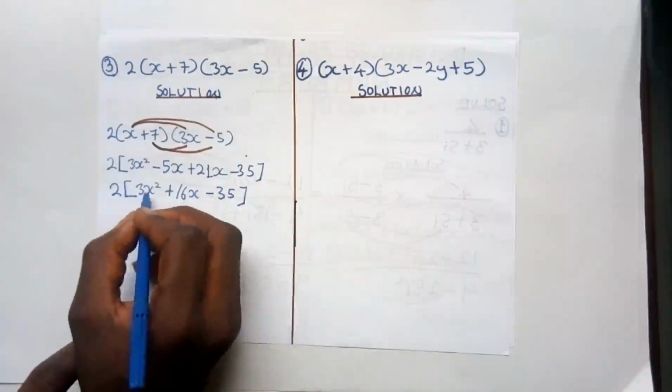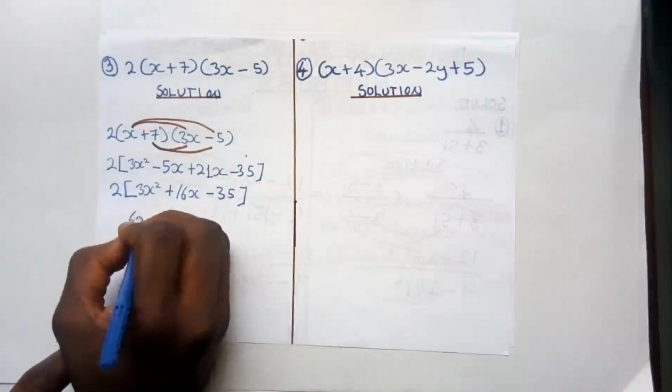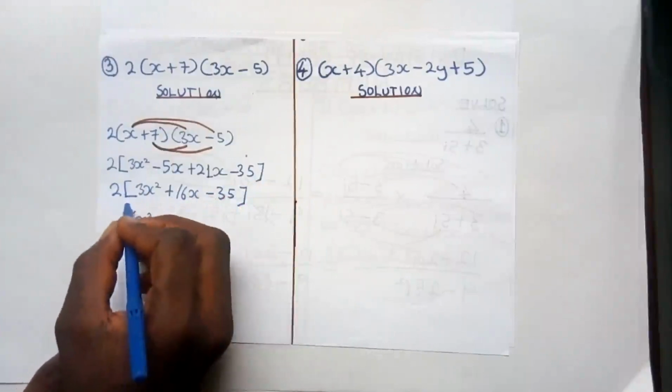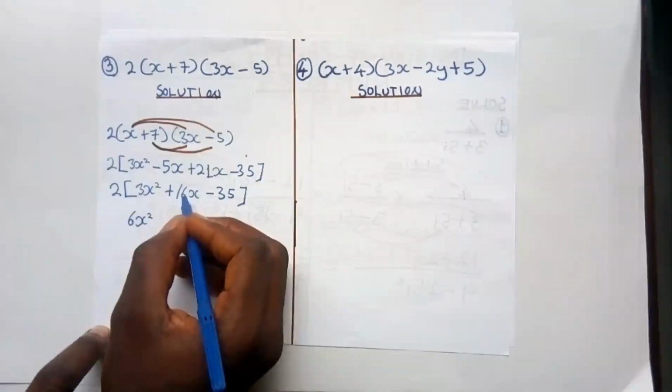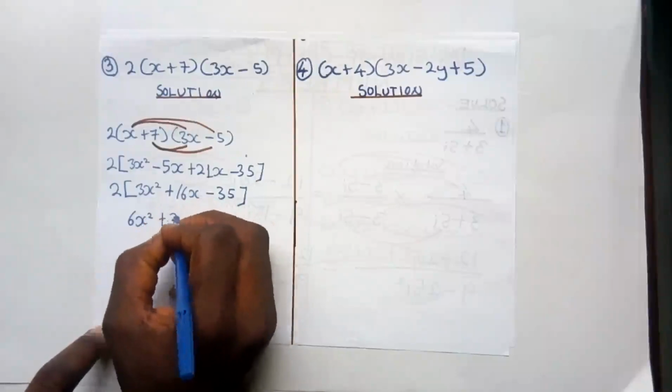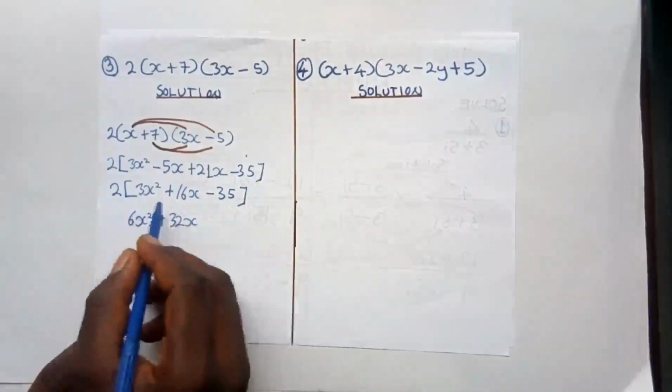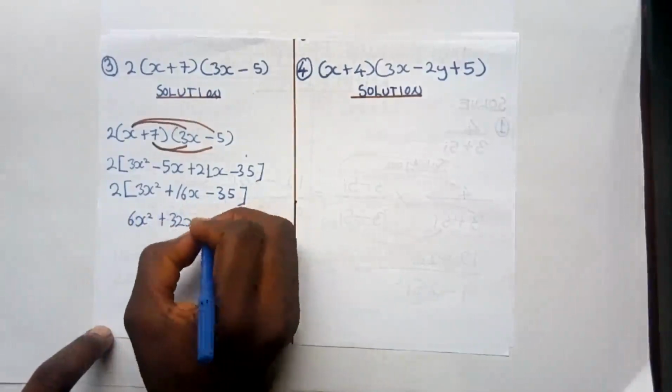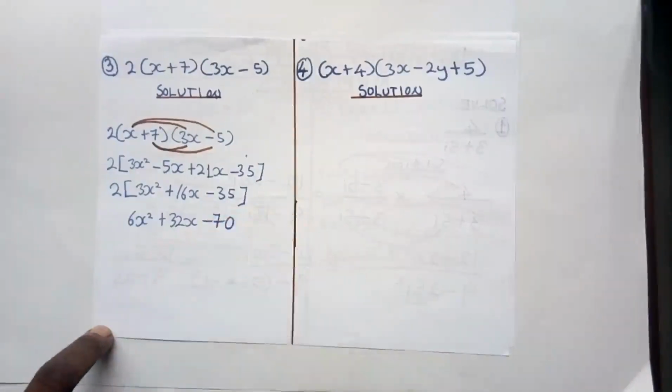So 2 multiplied by 3x squared gives us 6x squared, and 2 multiplied by 16x gives us 32x, and 2 multiplied by minus 35 gives us minus 70.